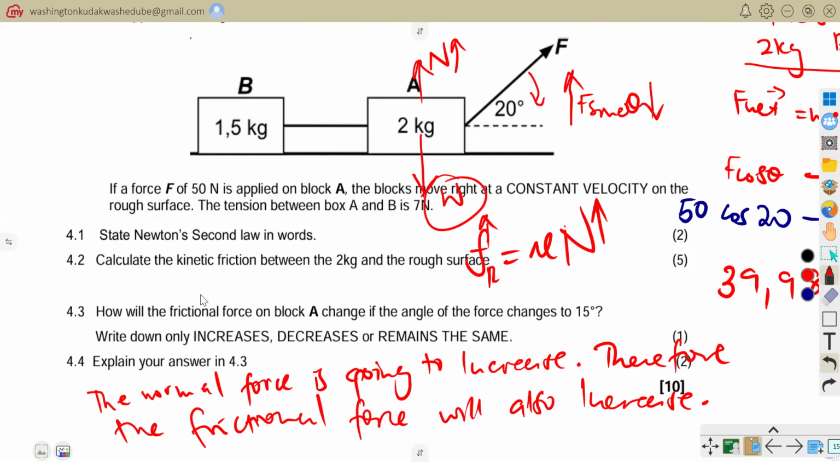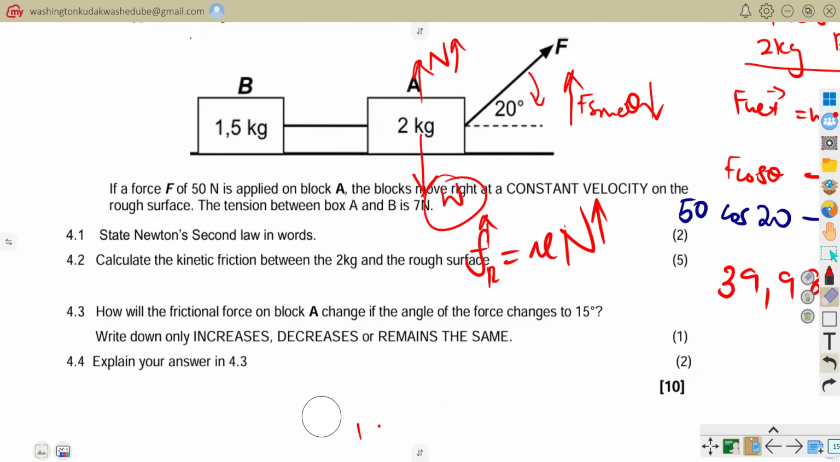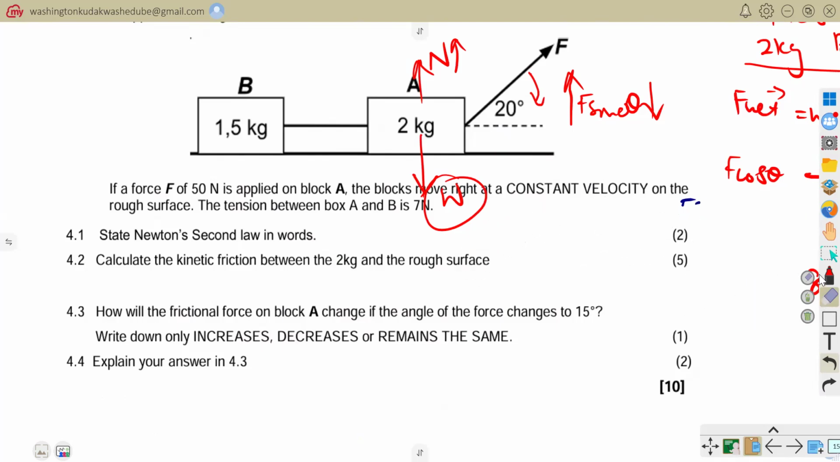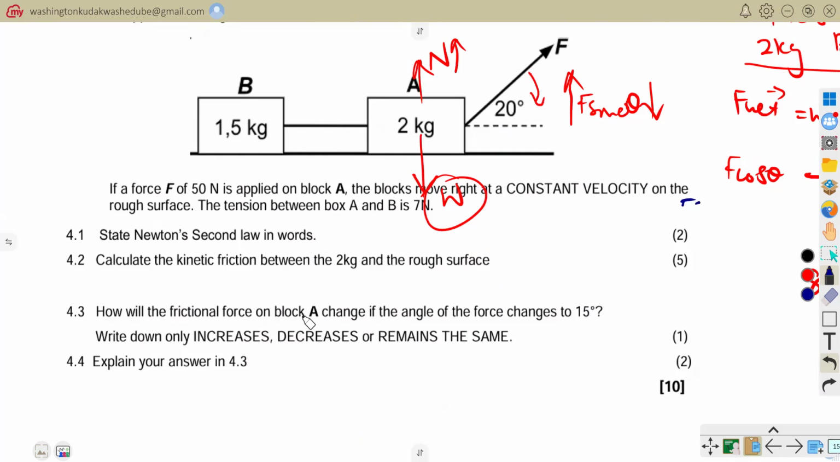So, in answering our question, how would we have answered it? Here we are just trying to find logic and reasoning in accordance with what we have been given. How will the frictional force on block A change if the angle of the force changes to 15? Increase, decrease, or remain the same? You would say it will increase. Why will it increase? Because the normal force is increasing. That was the answer you were supposed to write for this part. Then, explain your answer.